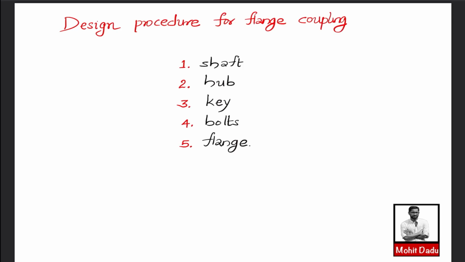So design of flange coupling means first we will be evaluating the size of the shaft, then the size of hub portion will be evaluated, then the key to be used to connect the shaft and hub will be found, and then the bolts which are used to connect, the size of the bolt, number of bolts will be evaluated, which are used to connect these two flanges which are coming in the coupling, and also the size of the flange end of this coupling will be evaluated. So these 5 steps are the design procedure, and this design procedure will be discussed in detail by solving a problem. So let's get into the problem.